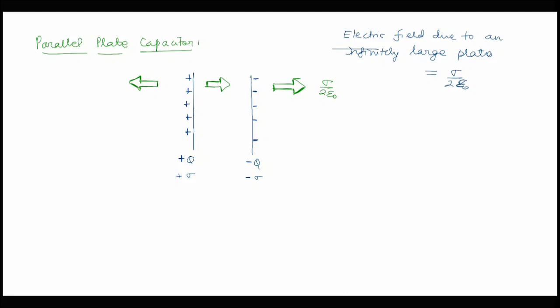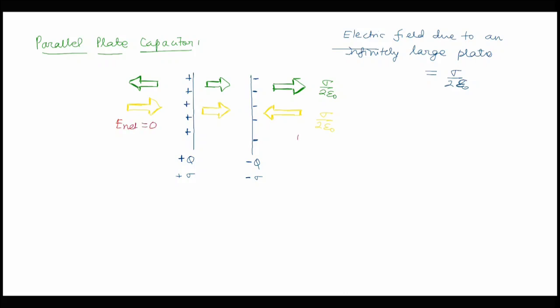Now due to the negatively charged plate, the electric field is directed towards the negatively charged plate, and the value is still the same, that is sigma by 2 epsilon naught. If we calculate the net electric field, on the left hand side the fields cancel each other out and the value is 0.